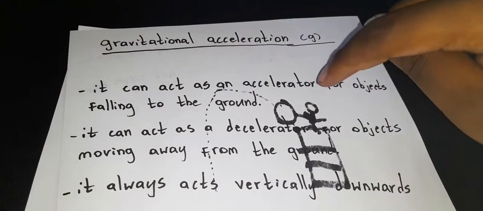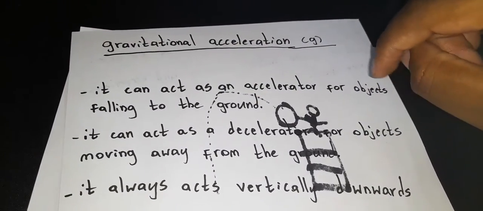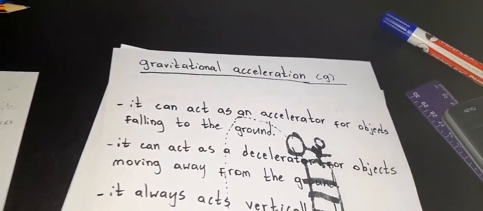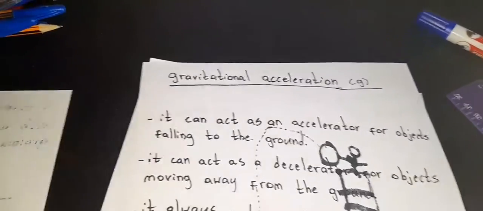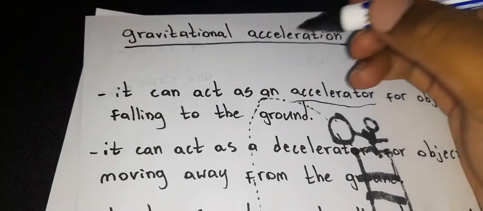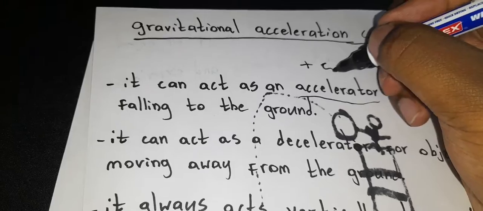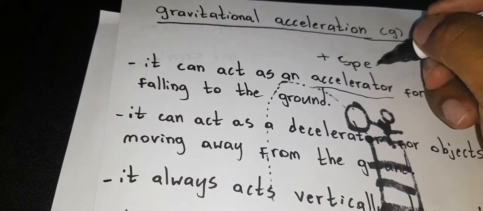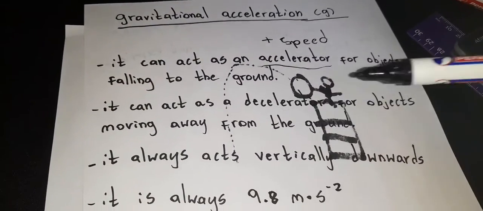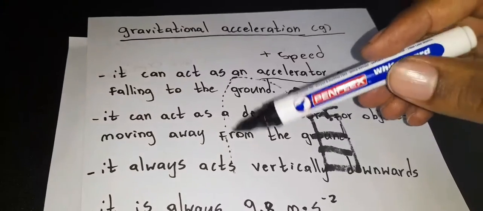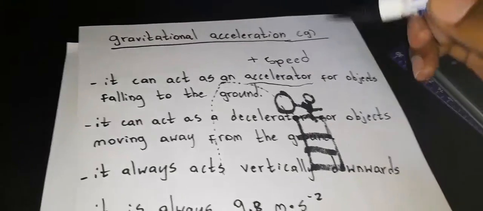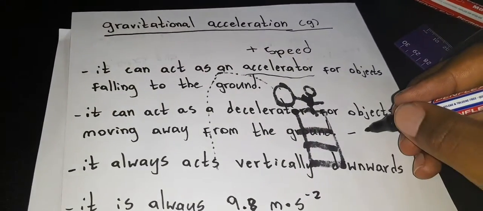Let's talk about this gravitational acceleration. It can act as an accelerator for objects falling to the ground. If an object falls to the ground, this g can increase its speed. When you say something accelerates, it means that we increase the speed or the velocity. And it can act as a decelerator for objects moving away from the ground. If the object is moving away from the ground, gravitational acceleration acts as a decelerator. That means it decreases speed.